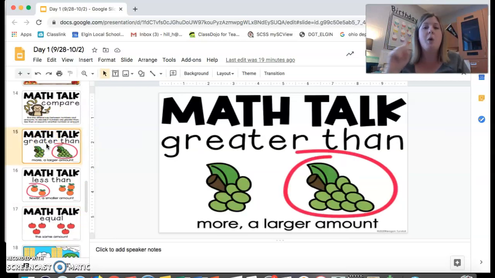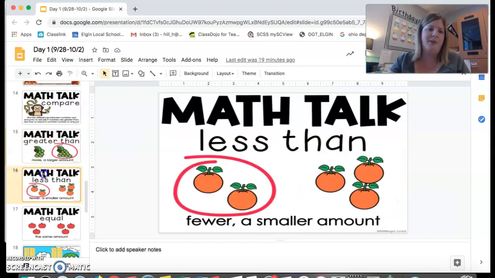I'm going to go over those one more time because this is a new concept, okay? So greater than is the bigger amount. So I know that I have more grapes in this pile compared to this pile. So this pile is greater than. There's more there. Again, with the oranges, I know that 2 is fewer than 3. So 2 is less than 3. So this is my less than pile.